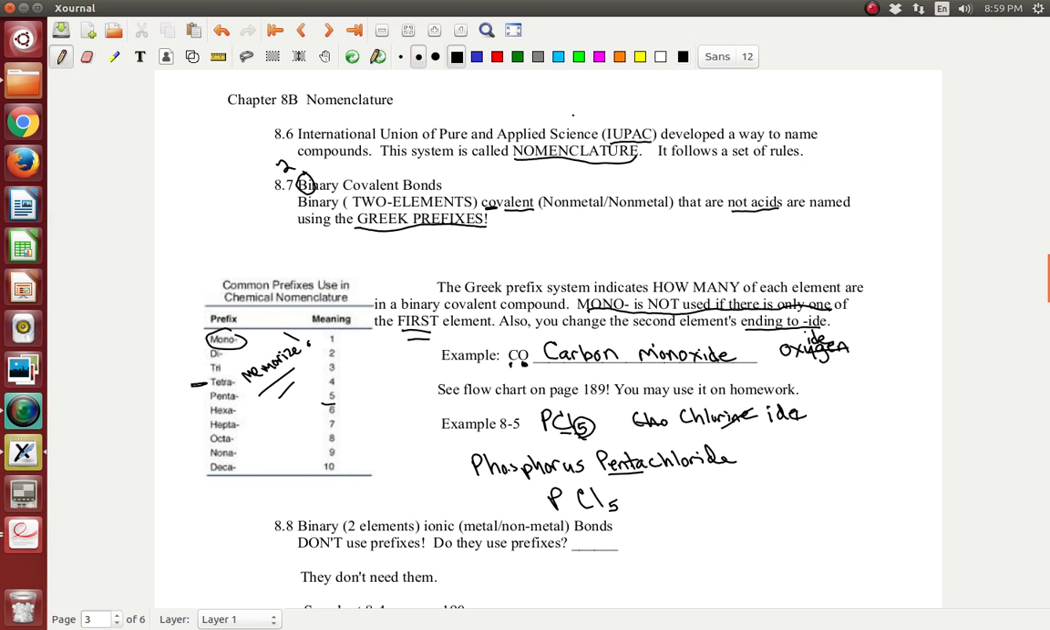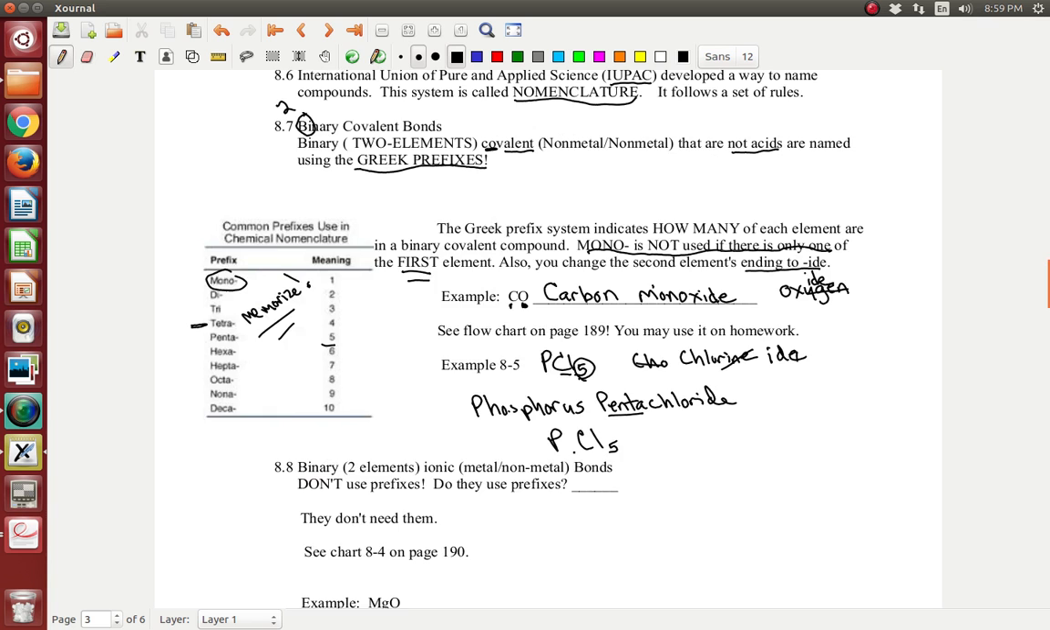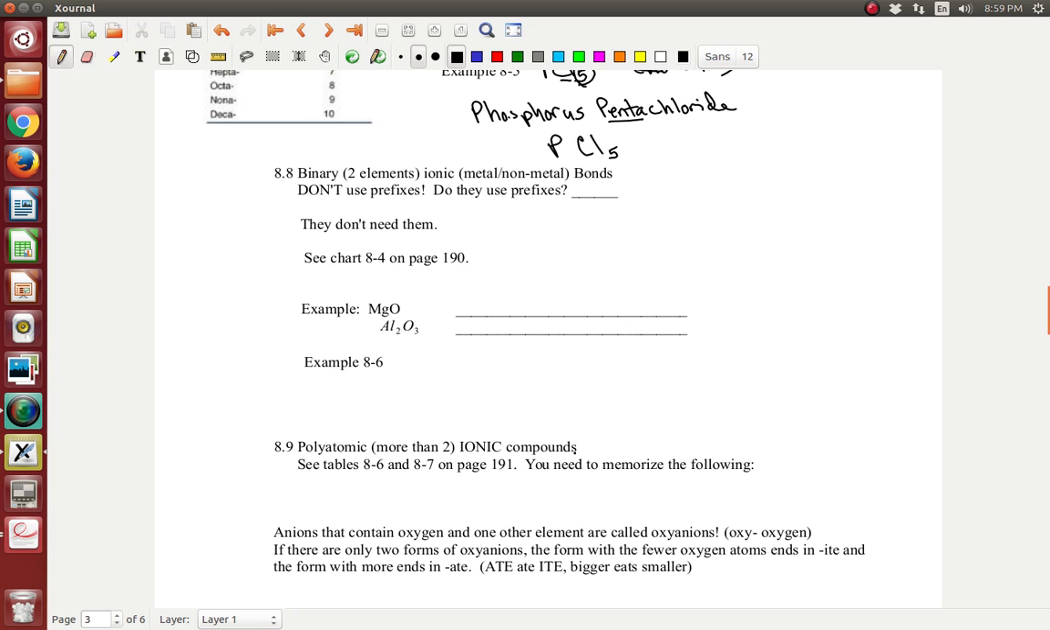Hopefully you got that. Now we're going to move on to binary, two-element ionic. Metal, nonmetal, ionic. So we're talking about ionic bonds now. In this case, you do not use prefixes. I usually like to write the word ionic with a humongous I, because this I reminds me of the Roman numeral 1, because ionic compounds can sometimes use Roman numerals.